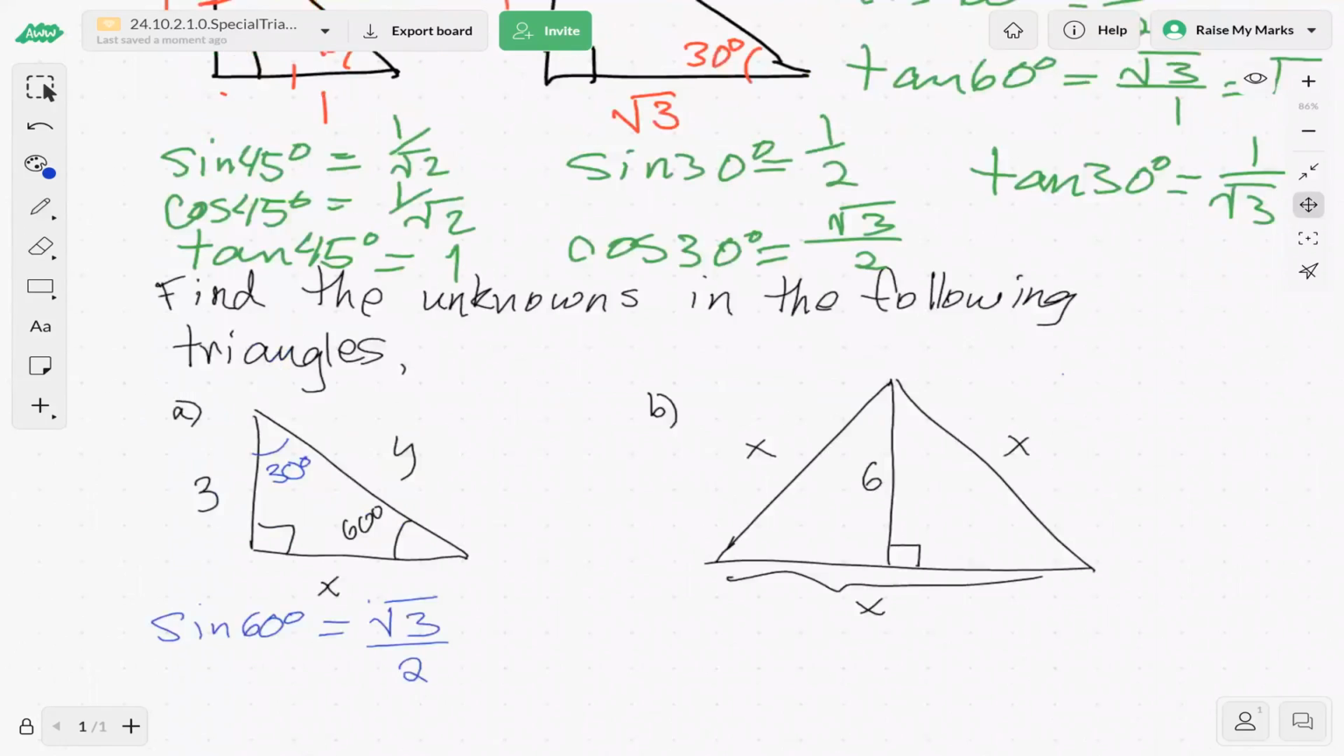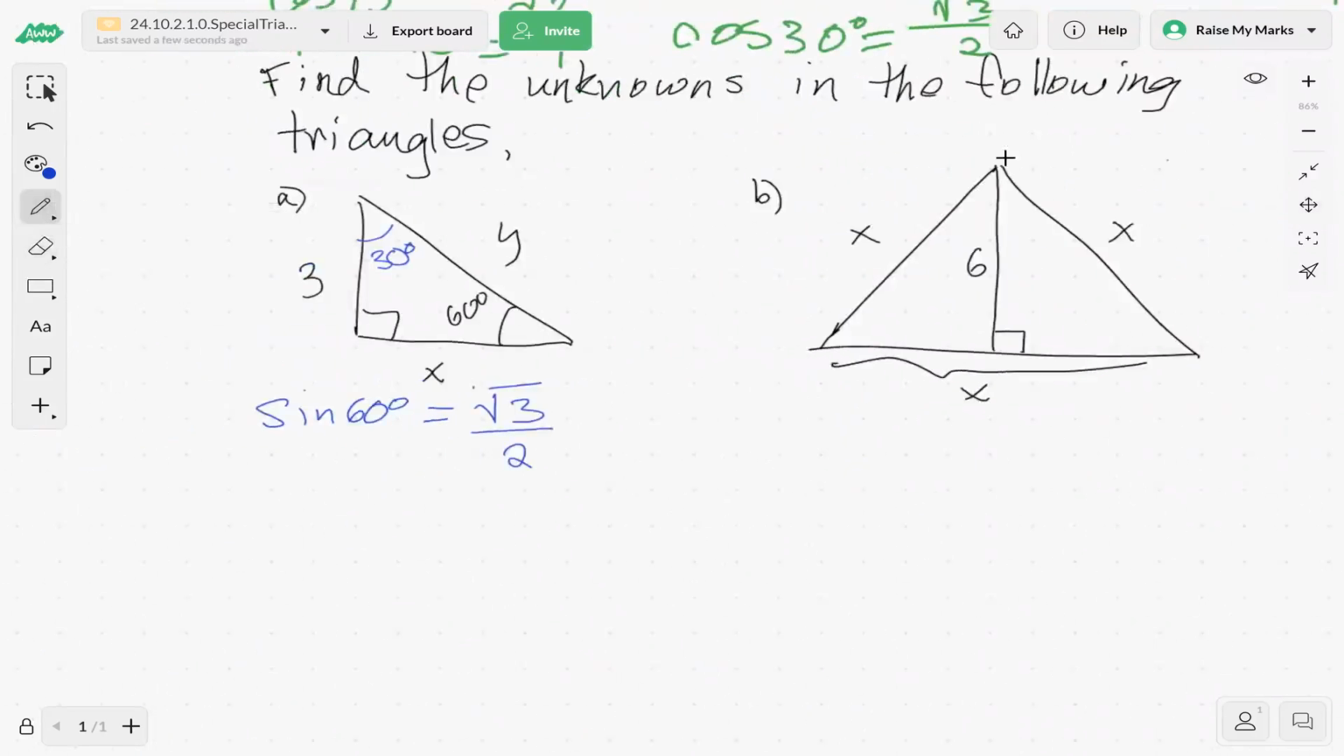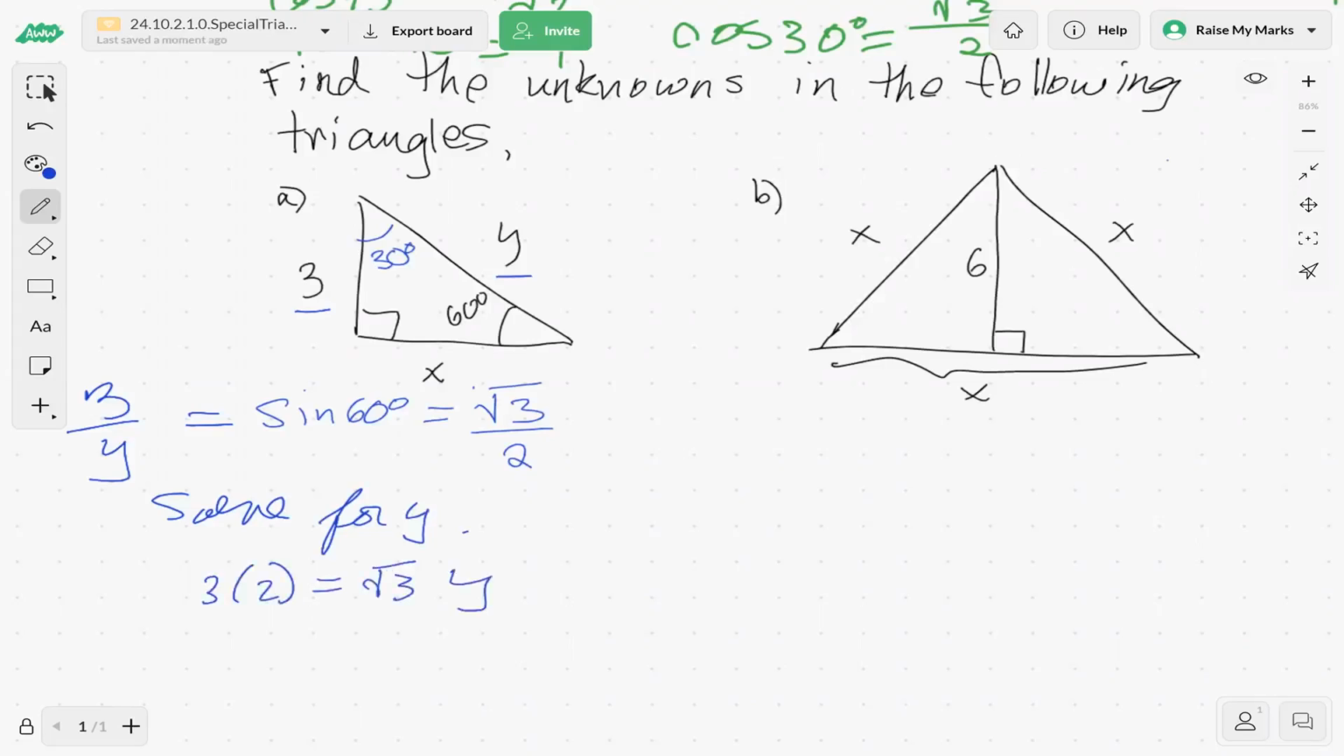Okay. So root 3 over 2, but it also equals, in this triangle, opposite over hypotenuse, so 3 over y. So now we can solve for y. What does y equal? Let's cross multiply. 3 times 2 equals root 3 times y, or y equals 6 over root 3, or what is that? That's 2 times root 3.